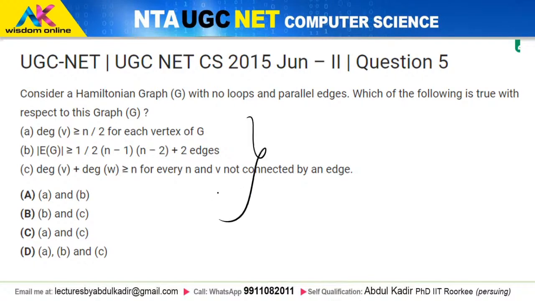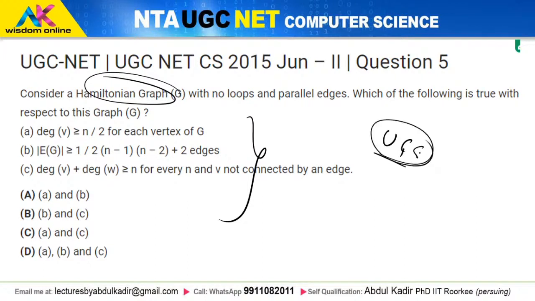You can skip this one too. It was the same question, and we need the same Dirac's and Ore's theorems here. This is also about a Hamiltonian graph. I think in UGC NET they have asked this question three or four times.